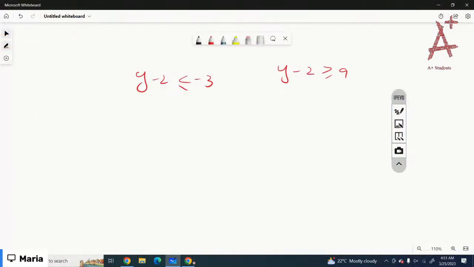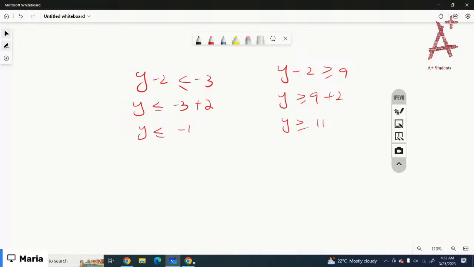So let's just add 2 to both sides. So it would be y is less than or equal to negative 3 plus 2. Negative 3 plus 2 is negative 1, so y is less than or equal to negative 1. And y is greater than or equal to 9 plus 2. So 9 plus 2 is 11, so y is greater than or equal to 11.